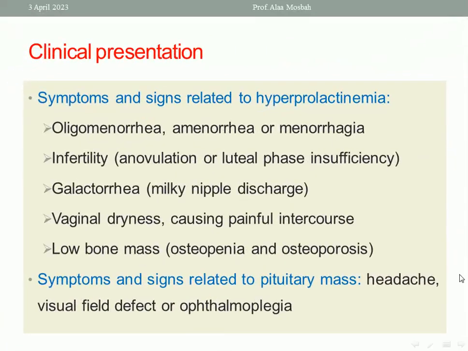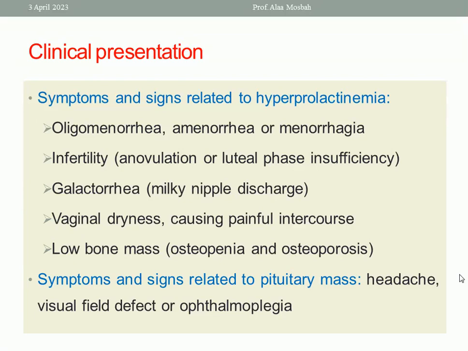Okay? So what about the clinical presentation? Clinical presentation, please divide them into two main groups. The first is the symptoms and signs related to hyperprolactinemia itself. The second is the symptoms and signs related to pituitary mass, if there is pituitary adenoma, like prolactinoma, for example.